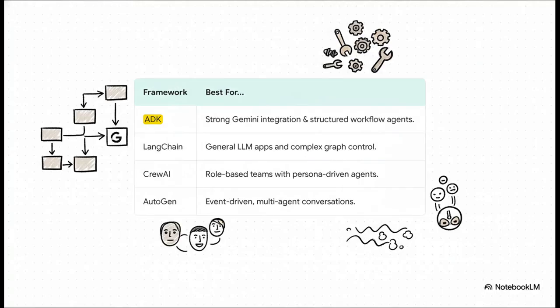So with all the other tools out there, you might be wondering where ADK fits in. Well, think of it like this. If LangChain is your general-purpose Swiss Army knife, and CrewAI is for creating teams of agents with specific personalities, then ADK's sweet spot is building really robust, workflow-driven agents that need to keep track of things. It absolutely excels at creating structure and clear orchestration, especially if you're in the Google ecosystem.